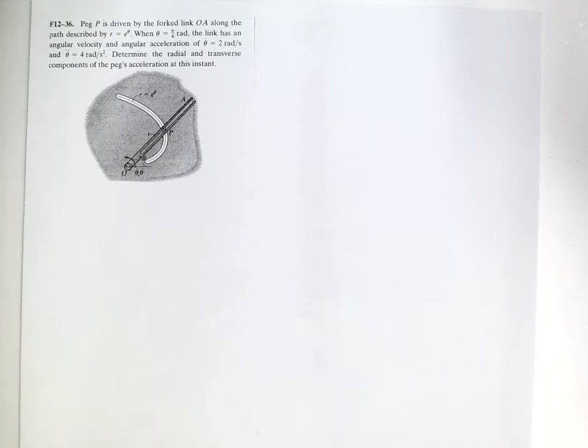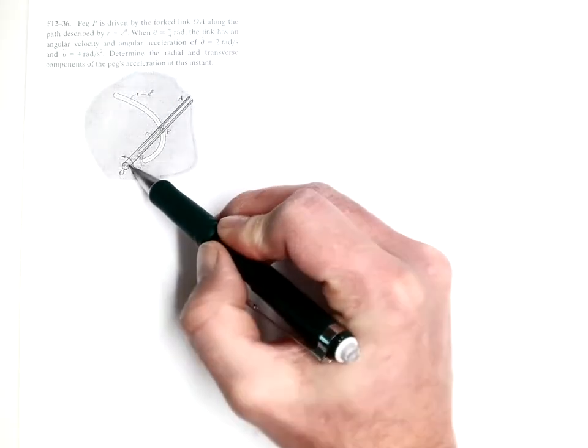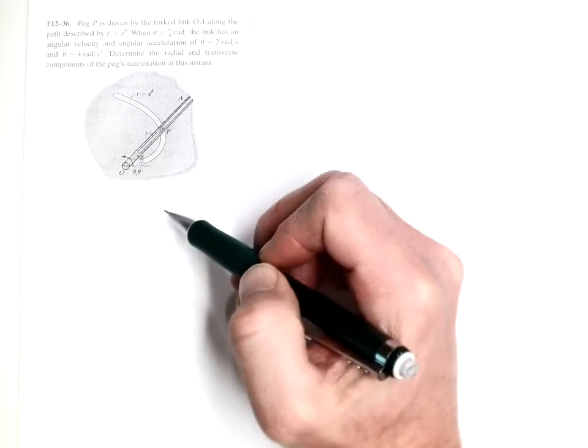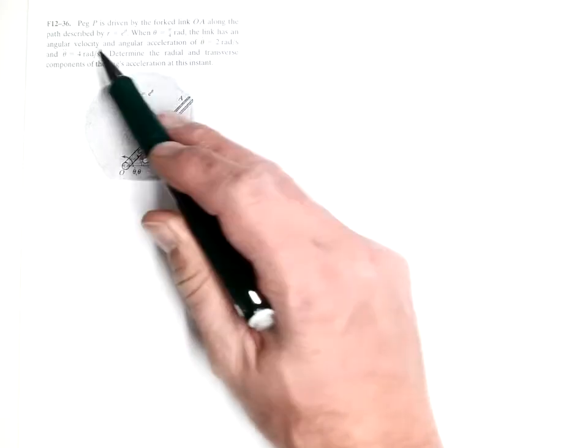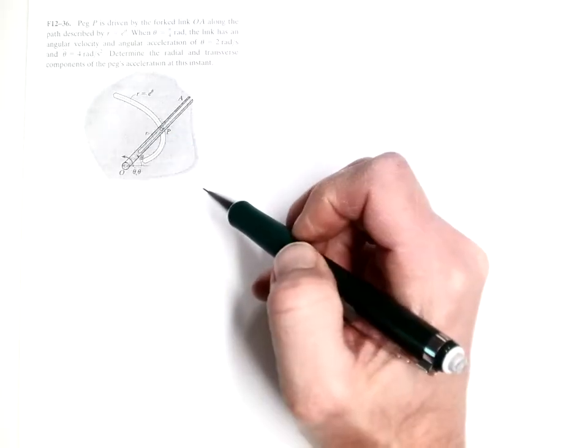Alright, let's solve problem F12-36. A peg is driven by a forked link OA. So this is pushing this peg in that direction along the path described by r = e^θ.